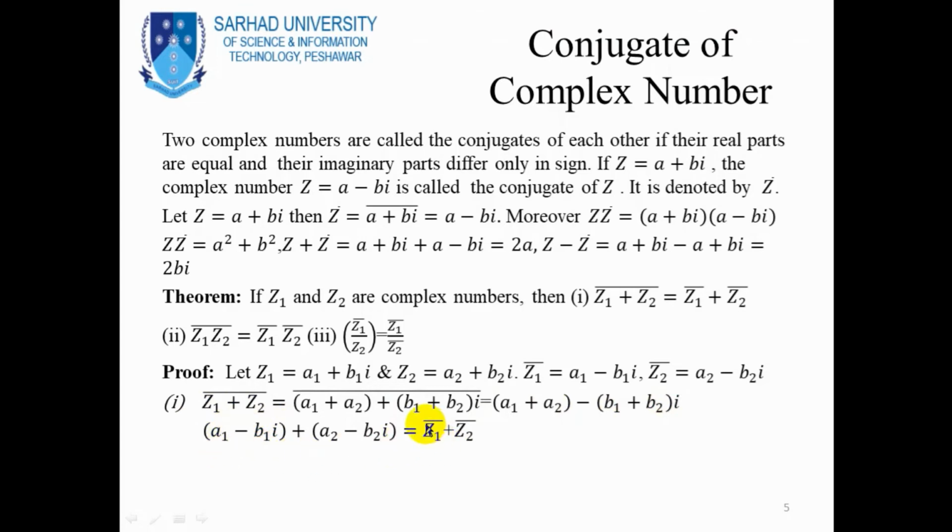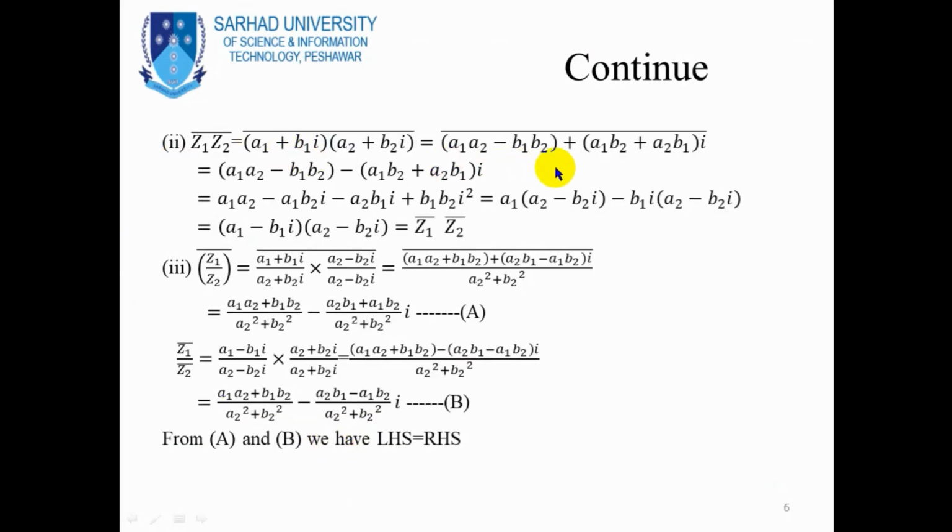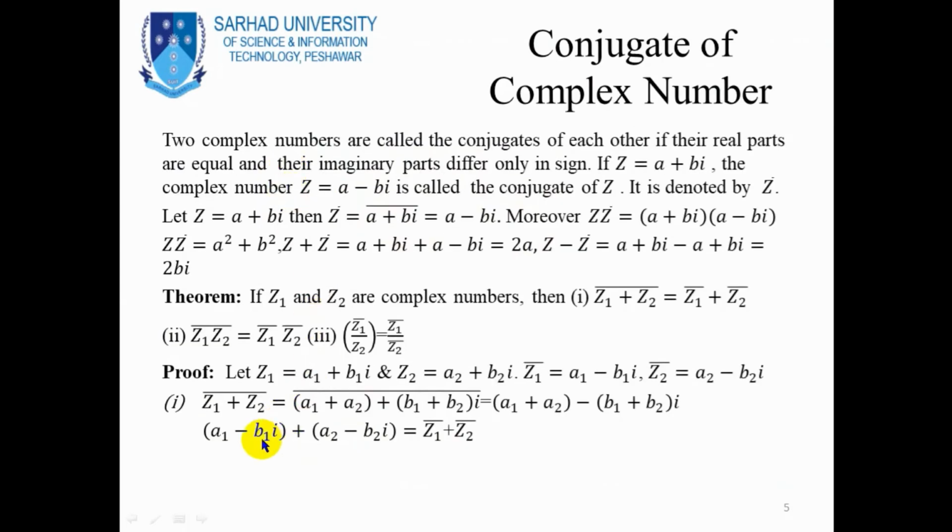Now z1 conjugate plus z2 conjugate, this is the conjugate of z1 and this is the conjugate of z2. Now by adding we obtain (a1 plus a2) minus (b1 plus b2) iota, like you see over here. So by using left hand side and right hand side, we obtain that the whole conjugate of z1 plus z2 is equal to conjugate of z1 plus conjugate of z2.